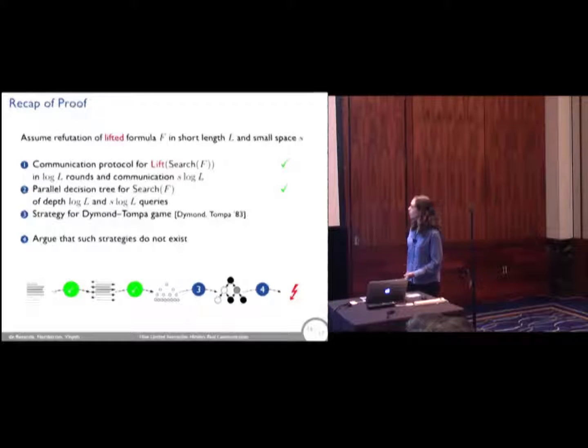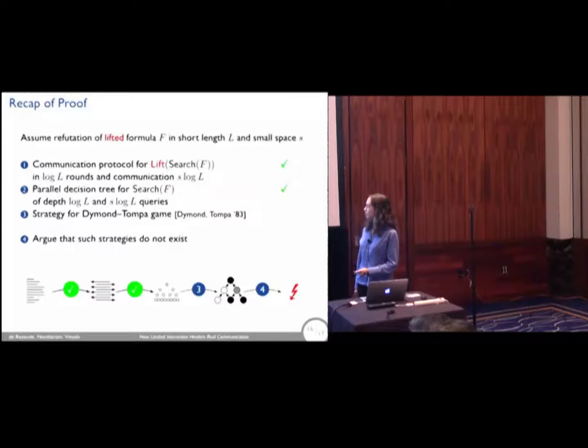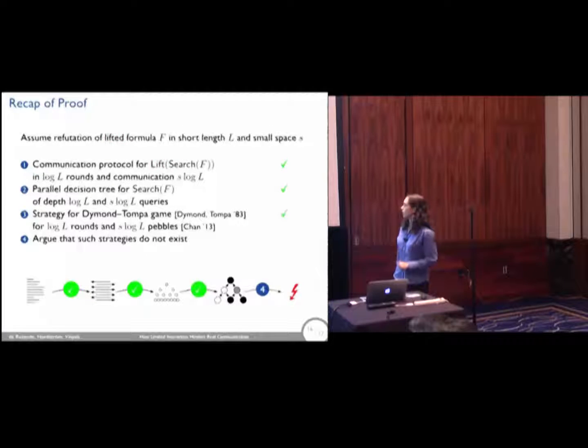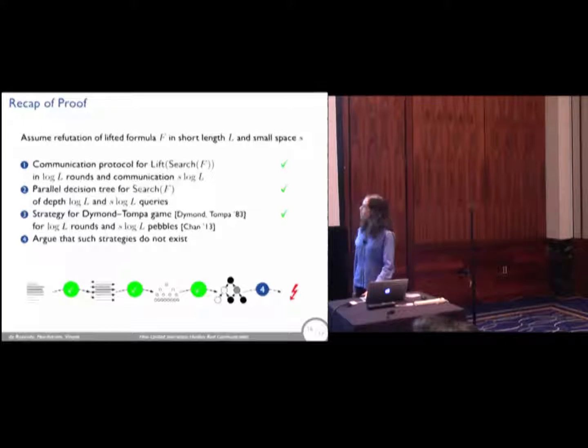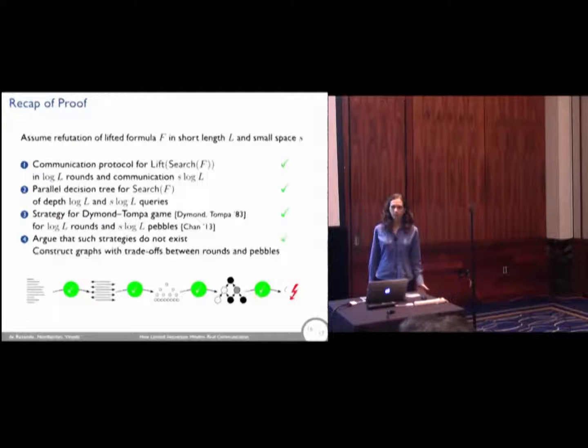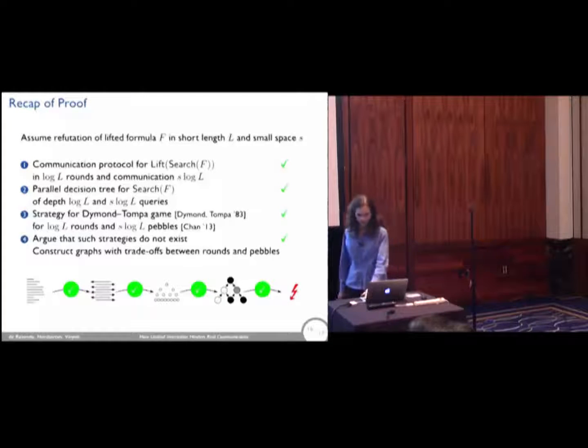So this is what I'll have time to say about the second point. From a communication protocol in log L rounds and communication S log L, we get a parallel decision tree of depth log L and S log L queries. From there, we can get a strategy for this diamond game, which was proved by Chan, in log L rounds and using S log L pebbles. And finally, in order to argue that such strategies do not exist, we construct graphs with trade-offs between rounds and number of pebbles.